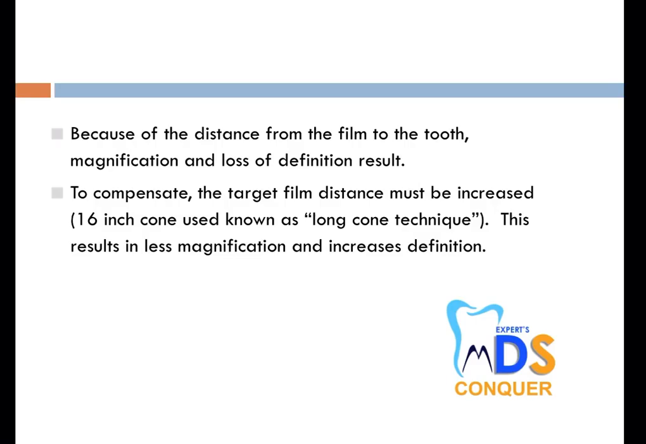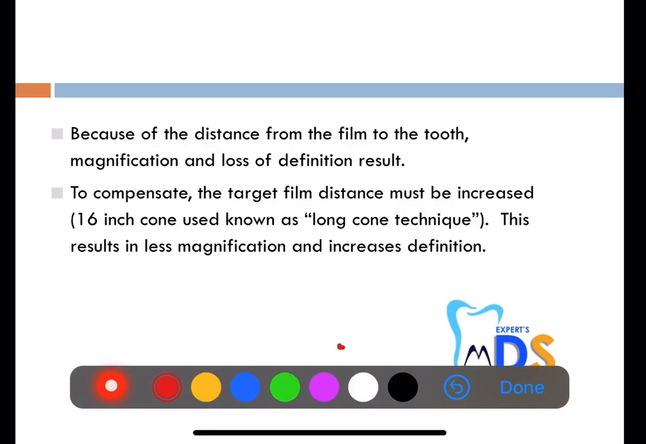Here in the paralleling technique, only one rule is not being followed, that is the distance between the film and the tooth. Actually, the distance between the film and the tooth should be as close as possible, but in order to achieve parallelism, we have increased the distance between the film and the tooth. Except for this rule, all the other rules are followed by the paralleling technique. That's the reason the image produced by the paralleling technique is much better when compared to the bisecting angle technique, right?